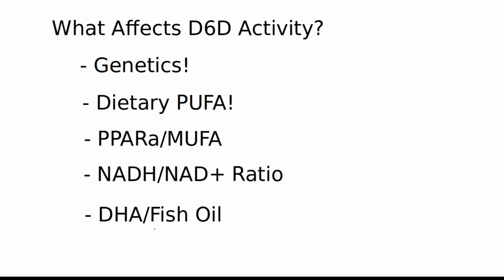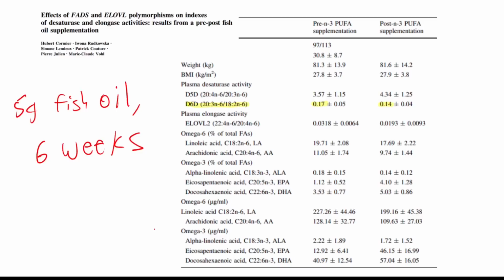Another thing is DHA and fish oil, or just consuming fatty fish. DHA is a long chain omega-3. Those fish oils, those long chain omega-3s that you get in marine oils and fish oils can compete somewhat with those enzymes like D6D and D5D. And so this is a study in humans that were given 5 grams of fish oil for 6 weeks.